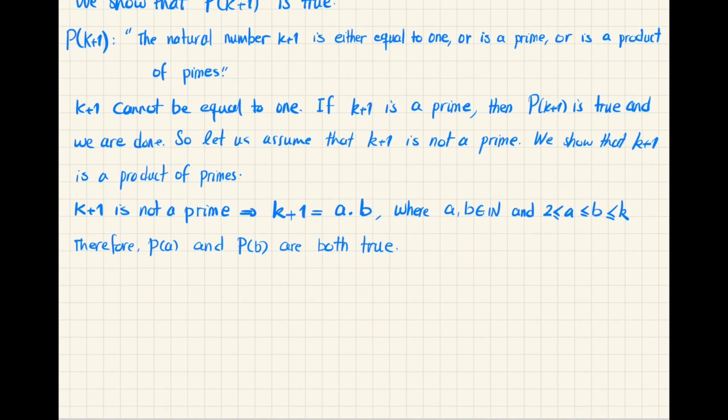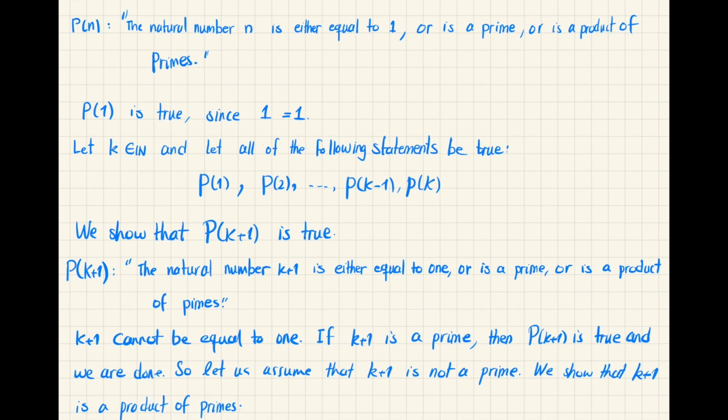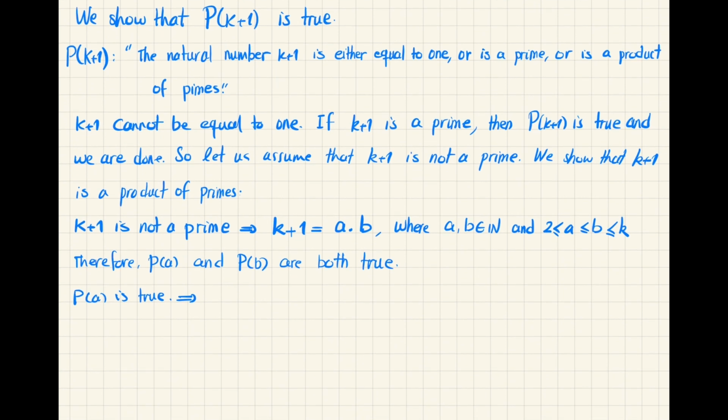Okay, so then what can I say? Now we realize that P of A is true. So let me write it. P of A is true. So it means that, let me read P of A. What is P of A? P of A means the natural number A is either equal to 1 or is a prime or a product of primes. But we know that A is not equal to 1 because it is greater than or equal to 2. So there are two possibilities for A. So this means that A is either a prime or a product of primes.